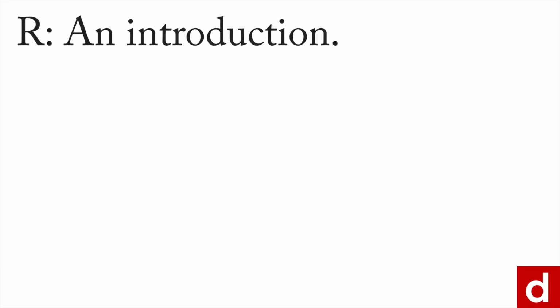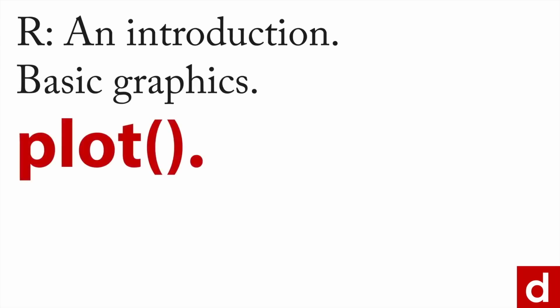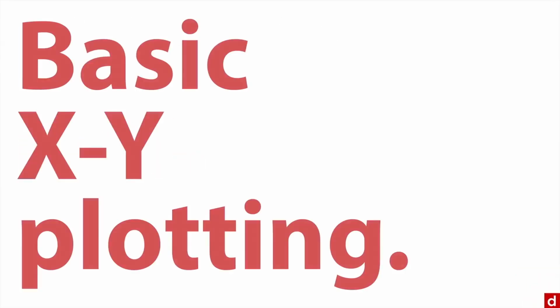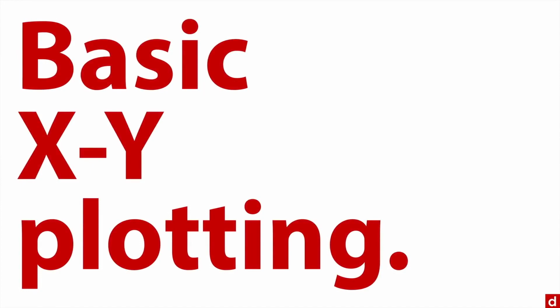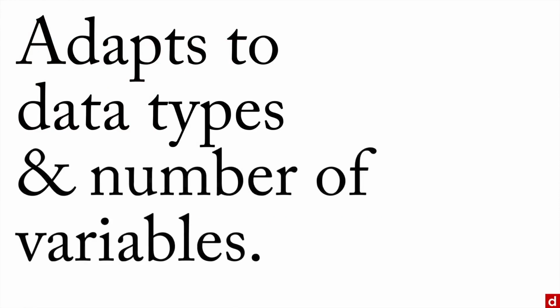Probably the best place to start when you're working with any statistics program is basic graphics, so you can get a quick visual impression of what you're dealing with. And the command in R that makes this simplest of all is the default plot command. It's also known as basic XY plotting for the X and Y axes on a graph. And what's neat about R's plot command is that it adapts to data types and to the number of variables that you're dealing with. Now, it's going to be a lot easier for me to simply show you how this works. So let's try it in R.